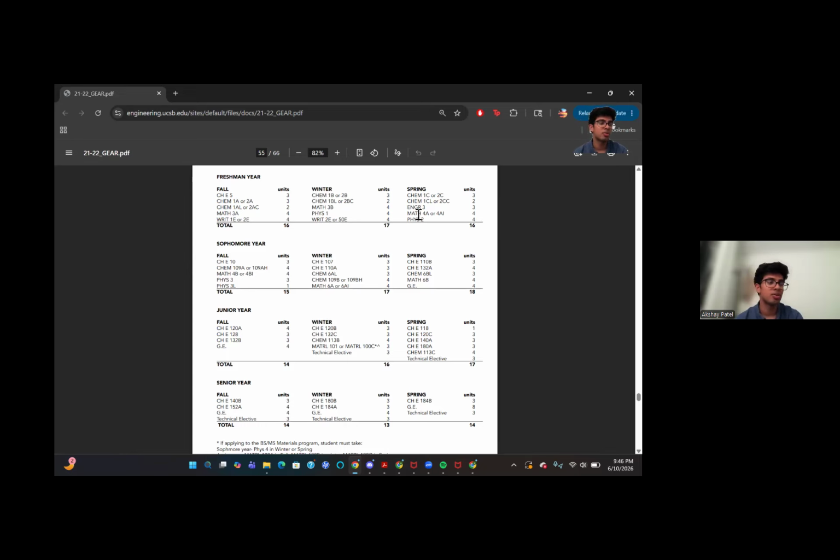Linear algebra, you do systems of equations. You can put like five systems of equations in a matrix, and you can solve it through. That's what your linear algebra class tells you. And your differential equations class tells you how to solve differential equations.